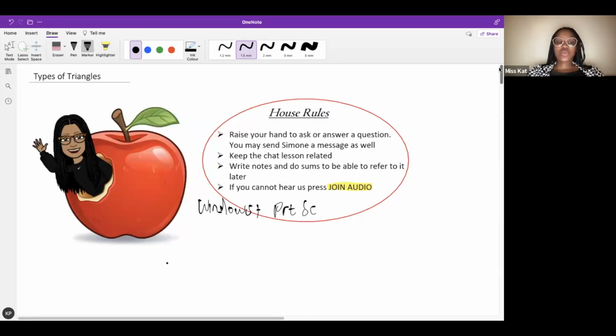We're going to start with triangles, types of triangles, okay? Now, let me see if you guys know what types of triangles. Name a few triangles for me. Let's hear what you guys got. Let's name a few triangles in the chat for me.